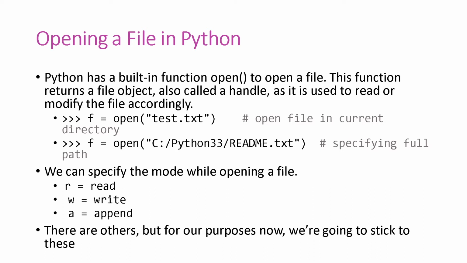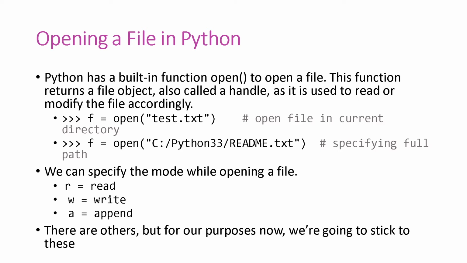In this video, we're going to be showing one method of reading the data from the file, but in future videos, we're going to be looking at some other methods of reading and writing data. So the function returns a file object. We also call this a handle, as it's used to read or write or modify the file. So it's what we use to handle the file. So we call it a handle.